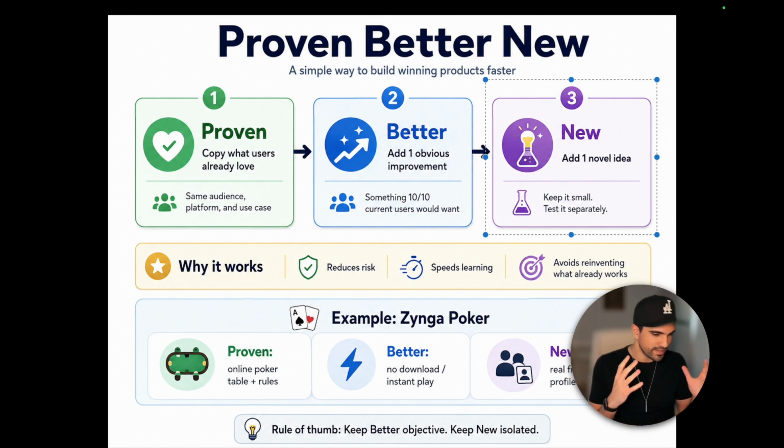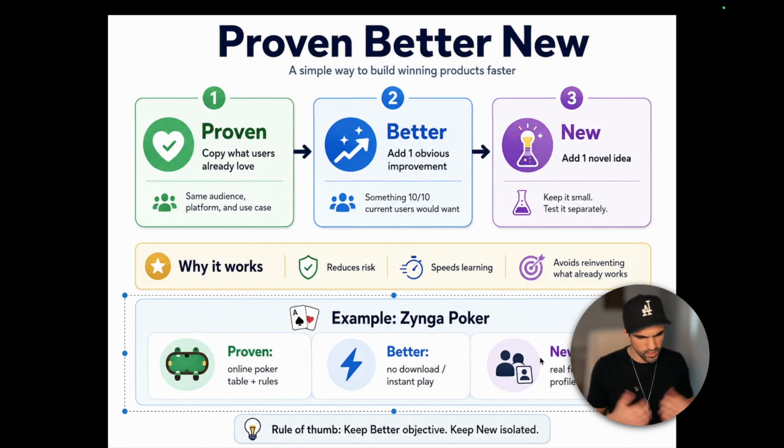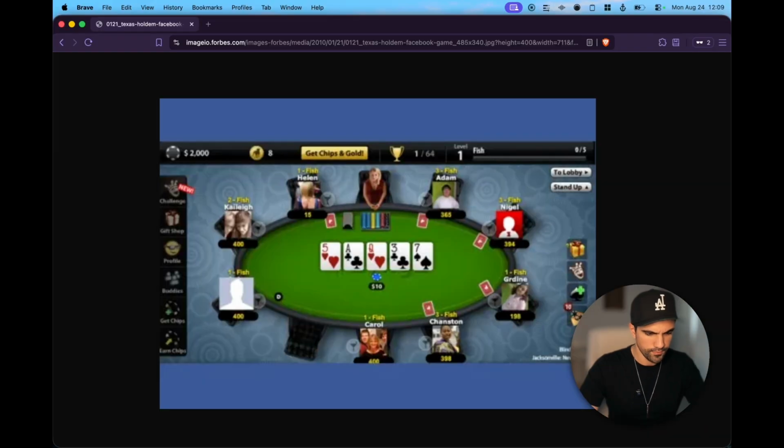In fact, at Zynga, he had this maxim, which was assume all your news are going to fail until one finally doesn't. And the easiest example of this comes from Mark's product, Zynga Poker. If you're not familiar with Zynga Poker, which I wasn't, it was basically this, where you're playing poker on Facebook with your friends. So like you can see their profile pictures here.